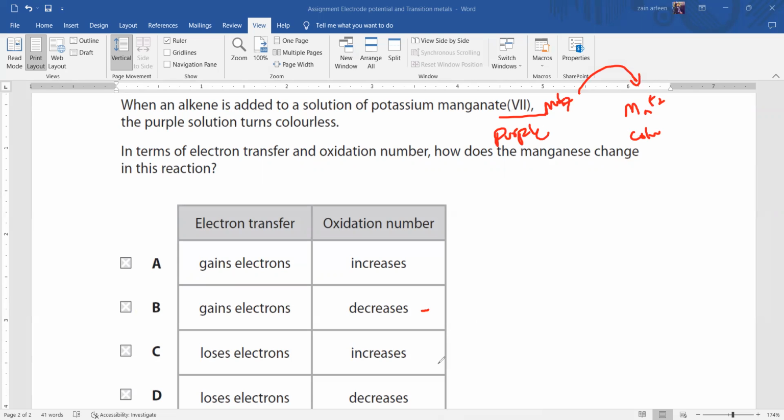So either B or D can be an answer, because two possibilities are there, it should decrease. Then what happened to Mn? Mn was +7 and it has turned into Mn2+. So how can +7 turn into +2? It will gain electrons, and how many electrons? 5 electrons. When it takes 5 electrons, the charge which was +7 turns into +2. So it gains electrons and the oxidation number decreases. That's why B is the right answer.